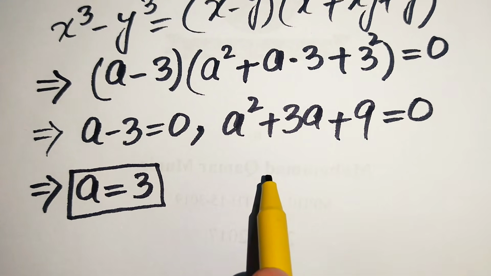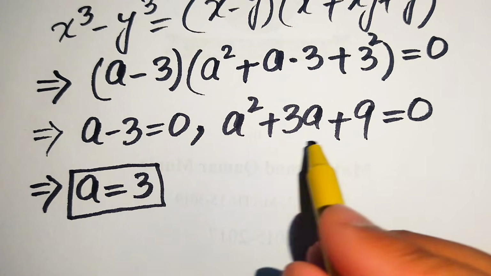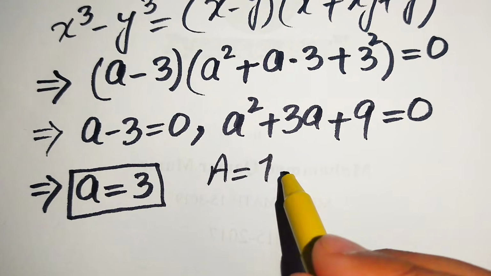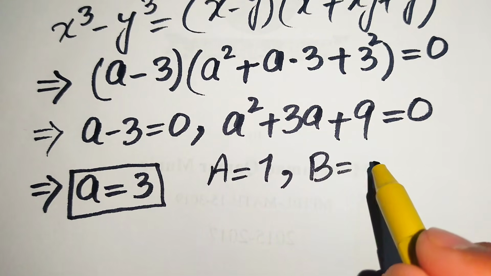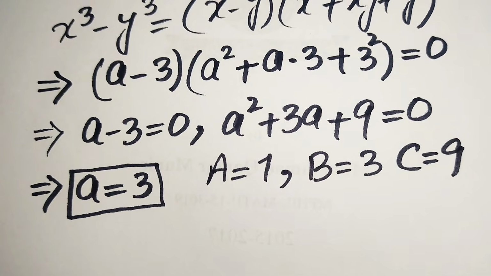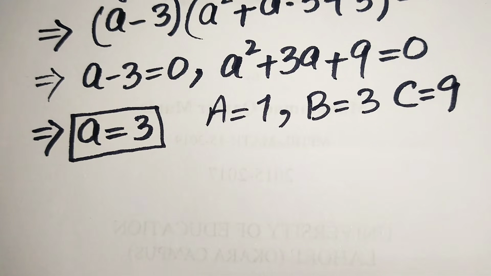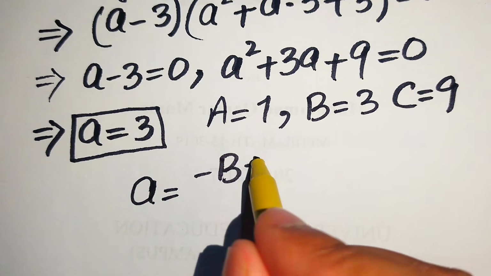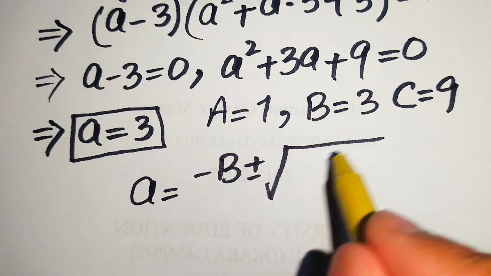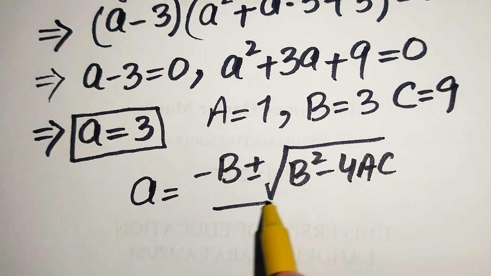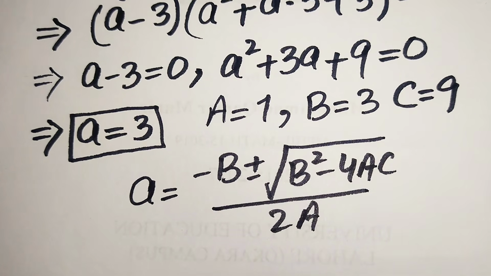So for this we need to use the quadratic formula here, and for this we first write the coefficients of this equation, and its coefficients are capital A is equal to 1, capital B is equal to 3, and capital C is equal to 9. And we state the quadratic formula as a is equal to minus b plus minus square root of b square minus 4 times ac, divided by 2 times a.